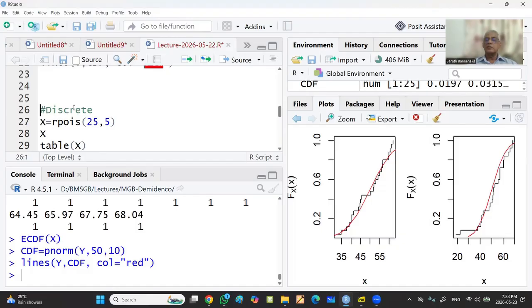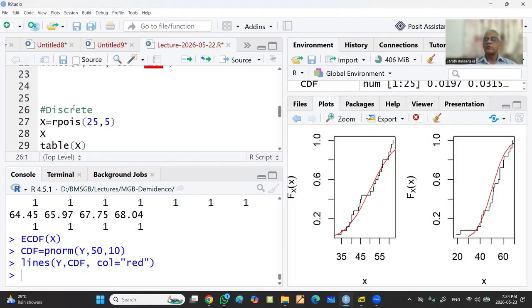Let's now consider the situation when the data are coming from a discrete distribution, like a Poisson distribution. So I'm going to consider the Poisson 5 distribution, Poisson distribution with rate parameter 5. Again, I'm going to consider only 25 observations. Otherwise, the step function will not be very clear. Steps will not be visible, right? Like in the previous graph, when n was 100, steps were not that visible. It was almost like a continuous curve, right?